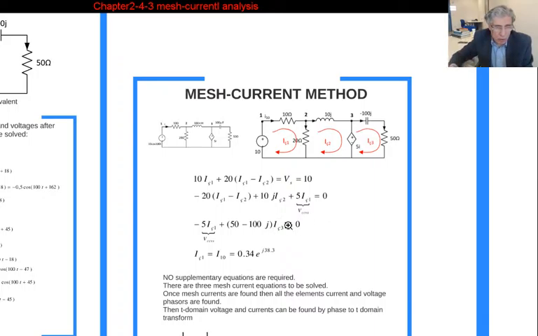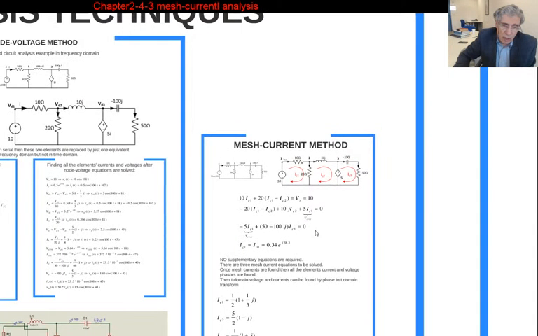You might say, okay, 3 unknowns, 3 equations, a bit difficult. No, it's not difficult. You can write IC1 in terms of IC2. If you replace IC1 in those 2 equations, you're going to end up with 2 unknowns and 2 equations, so you can easily solve them. There is no supplementary equation used here. In the previous method, we used 2 supplementary equations. So you've got to pay attention to this.